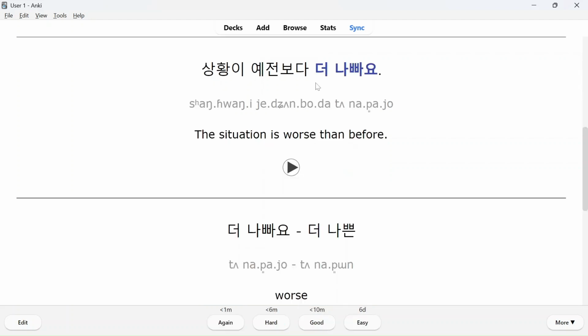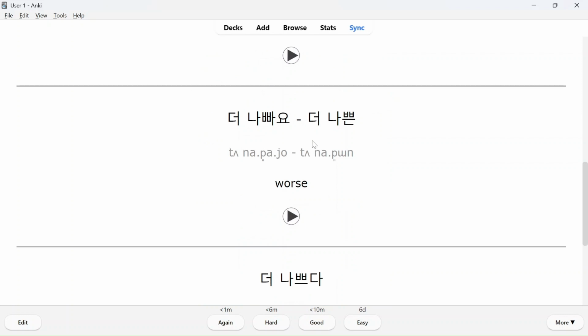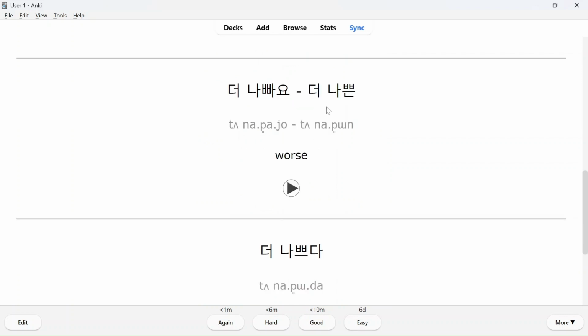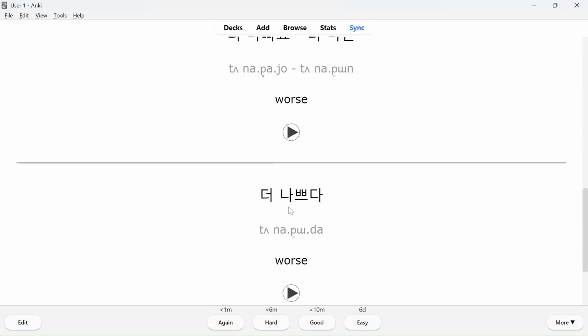The situation is worse than before. How do you say worse? 상황이 예전보다 더 나빠요. 더 나빠요. 더 나쁜. 더 나쁘다. Great.